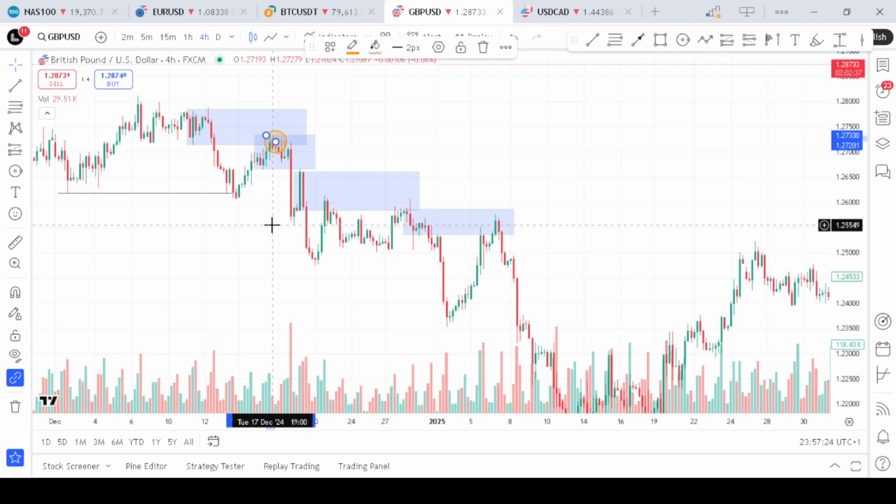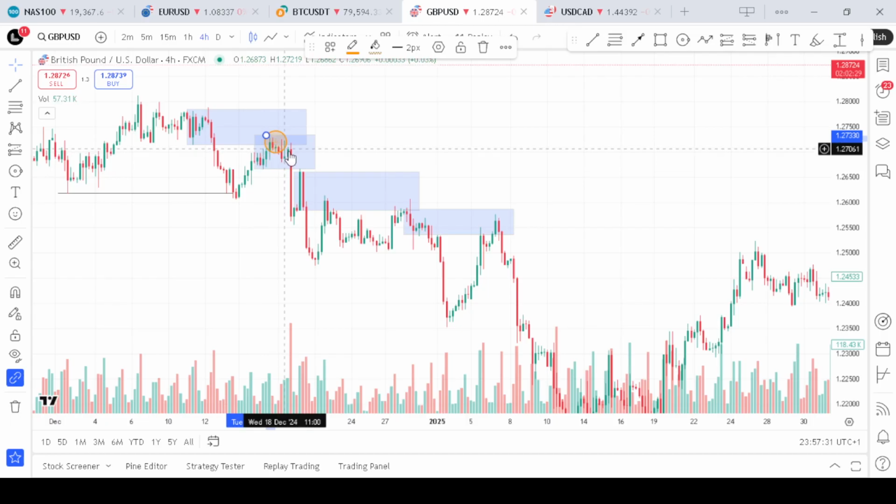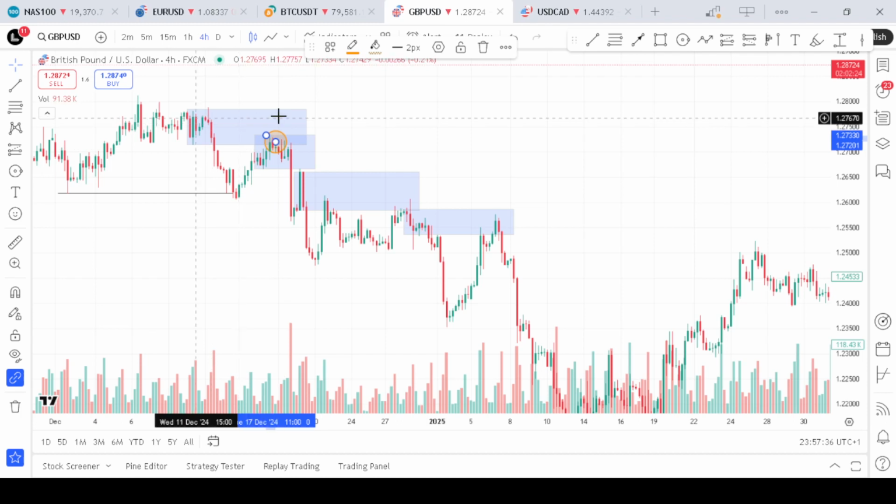Secondly, we have to wait for price to retrace back to that level. Once price leaves this area of your order block, price must retrace back to your order block. That is what we are trying to explain.